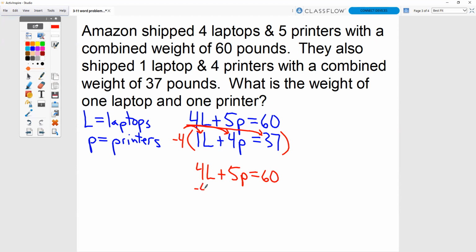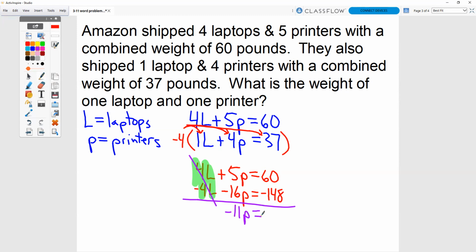-4 times 1L is -4L. -4 times 4P is -16P. -4 times 37 is -148. Now that I have my opposites with my L's right here, I'm going to add going down so that the 4L and the -4L cancel out. 5P plus -16P is -11P.